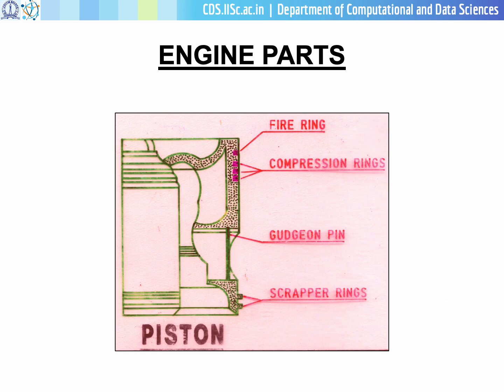So this is the diagram. The figure shows the piston along with the various piston rings, the fire ring, the compression rings, the gudgeon pin, and the scraper rings. Each type of piston ring has its own functions.